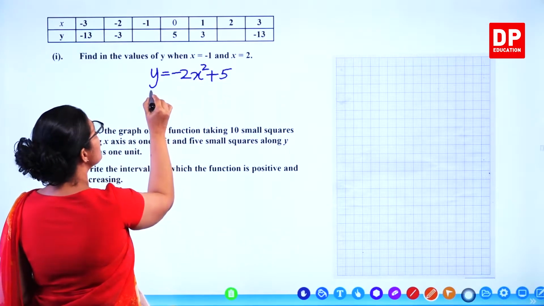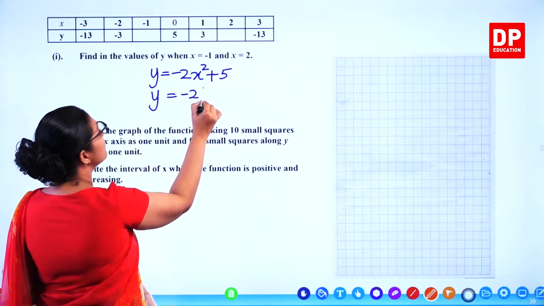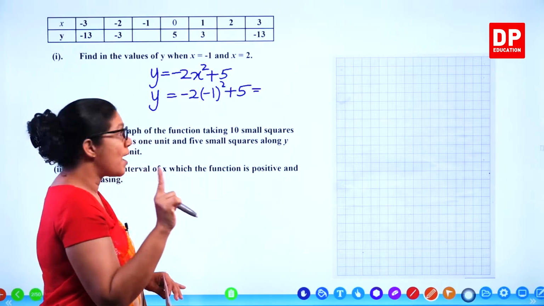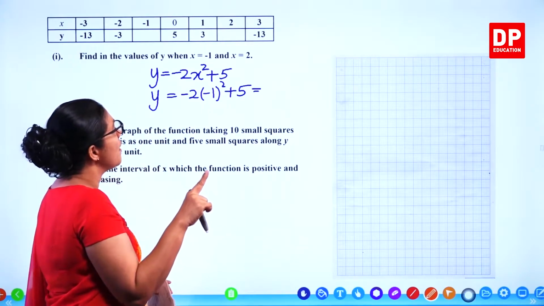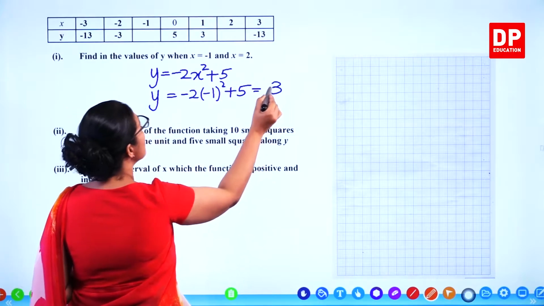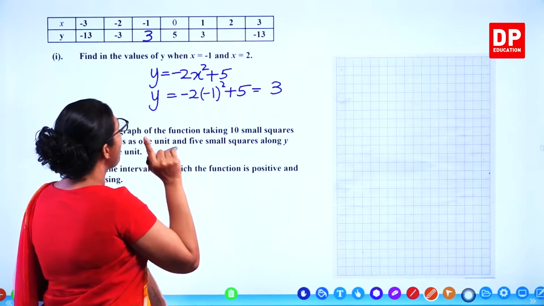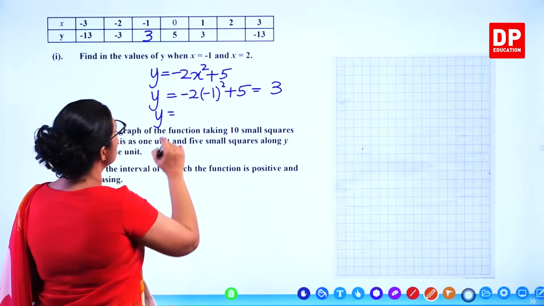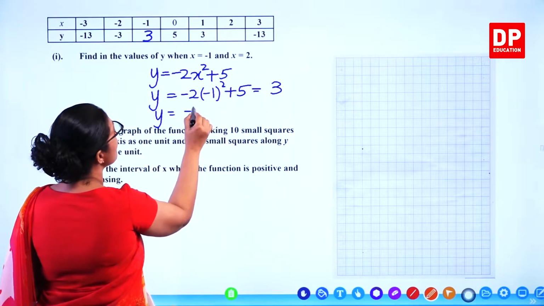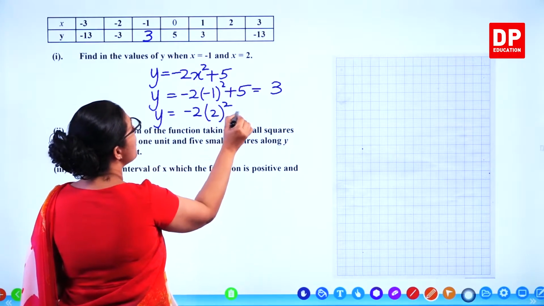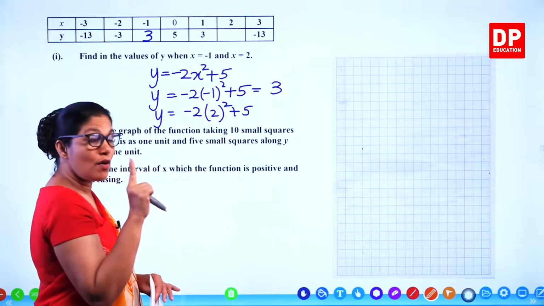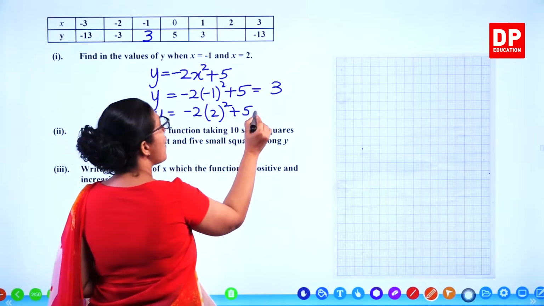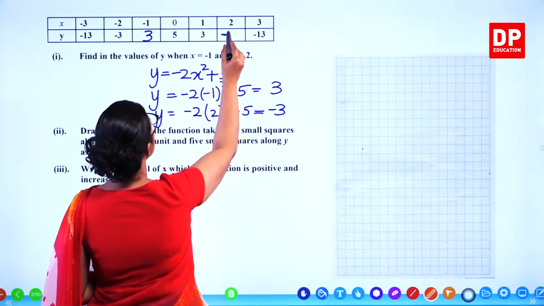Now substitute minus 1. Minus 2 times minus 1 squared plus 5. Minus 1 squared is 1, 1 times minus 2 is minus 2. Minus 2 plus 5, that's 3. So you get 3 here. Then substitute x equals 2. Minus 2 times 2 squared plus 5. 2 squared is 4, 4 times 2 is 8, but this is minus 8. Minus 8 plus 5 is minus 3. So this becomes minus 3.